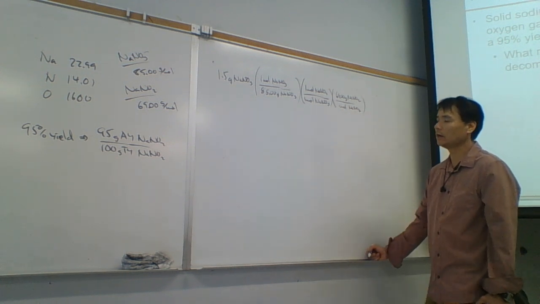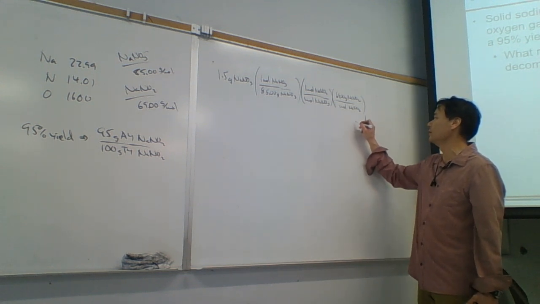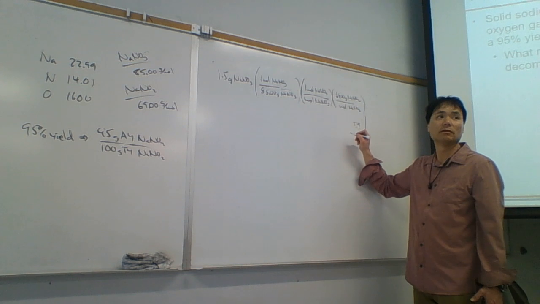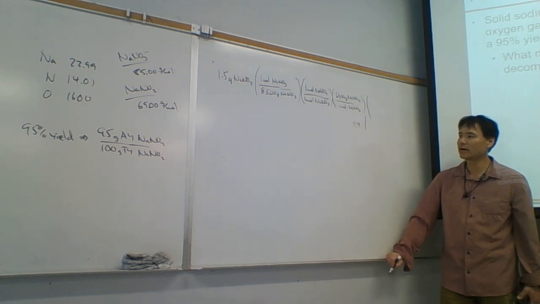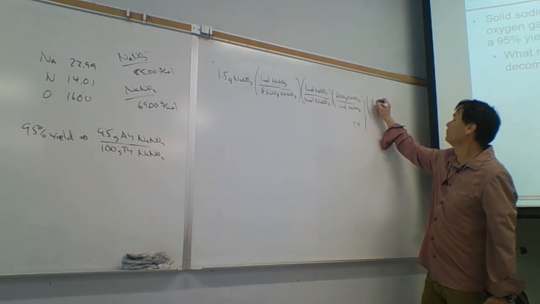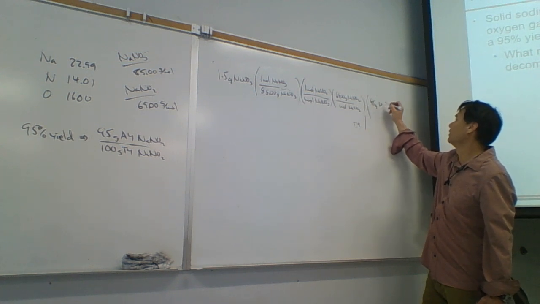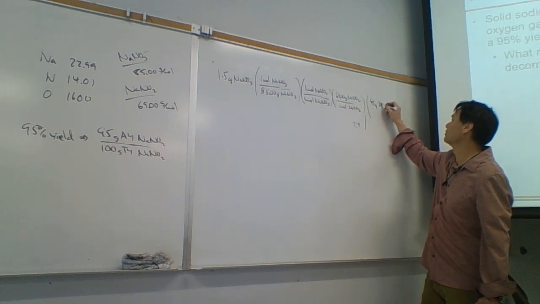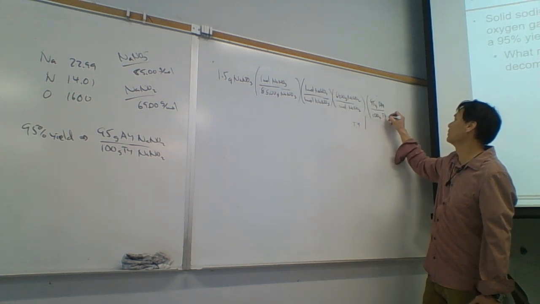And then finally, in stoichiometry, this would be called the theoretical yield. And so what we need to do is go from theoretical yield to actual yield. And so I'm going to go 95 grams of sodium nitrite, or actual yield, over 100 grams of theoretical yield.